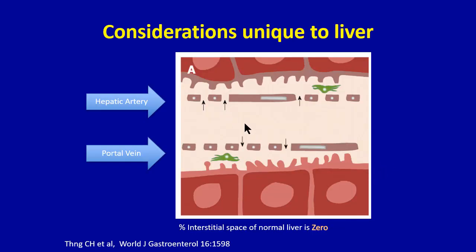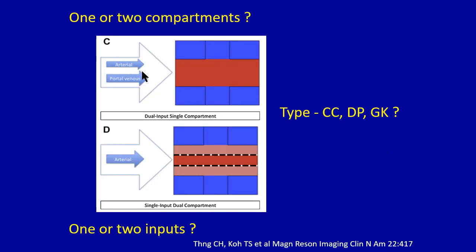So time is running out, and with special consideration to the liver, suffice to say that the liver has two inputs, and the vascular space has a lot of large fenestrae, and the tracer flows freely. Actually, in normal liver, it's all just vascular space. And when you read articles, please check whether they are using one input or two inputs, one compartment or two compartments.